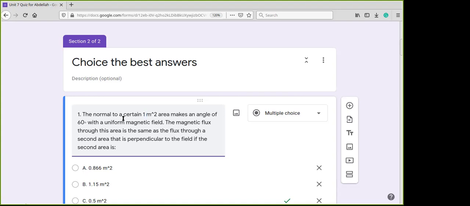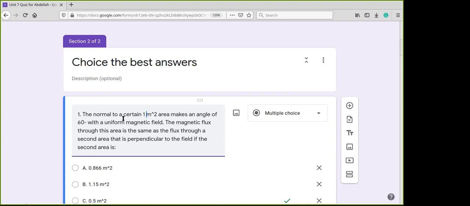But what is the angle between the second area and the magnetic field? Is it 90 degrees or 0? 90. The second area is perpendicular to the field.